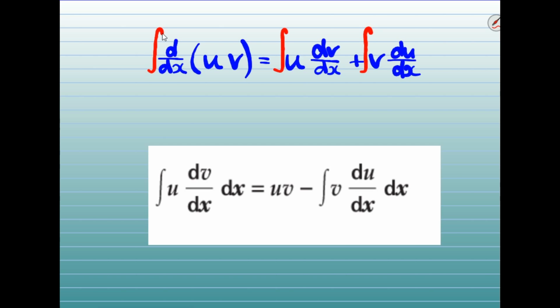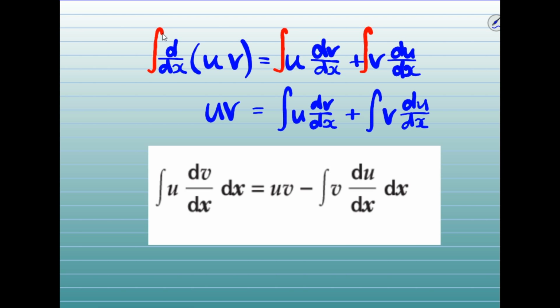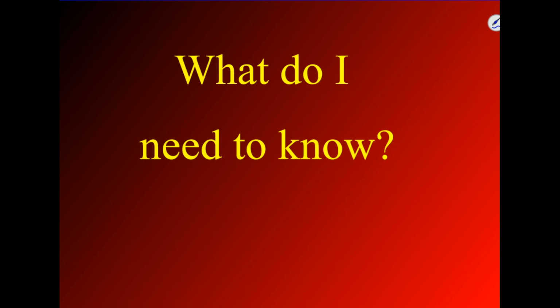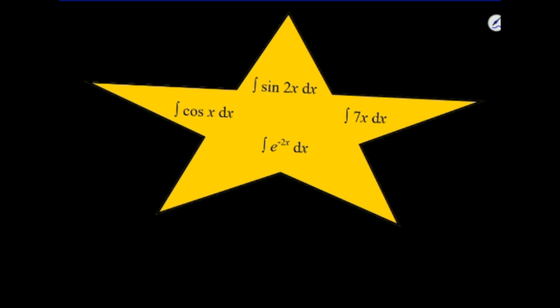All we have to do is just integrate each term in the product rule, and then just rearrange this line, and we get the formula for integration by parts. What else do I need to know when I'm doing these questions? Look at these integrals. You should be able to do these without feeling dizzy.